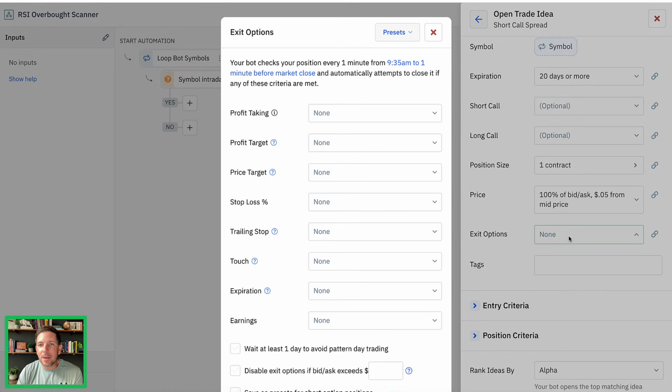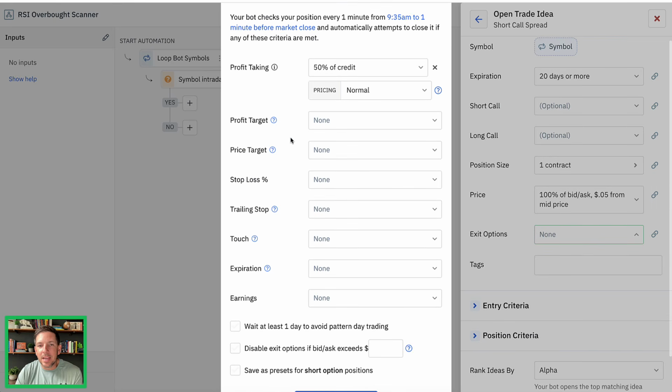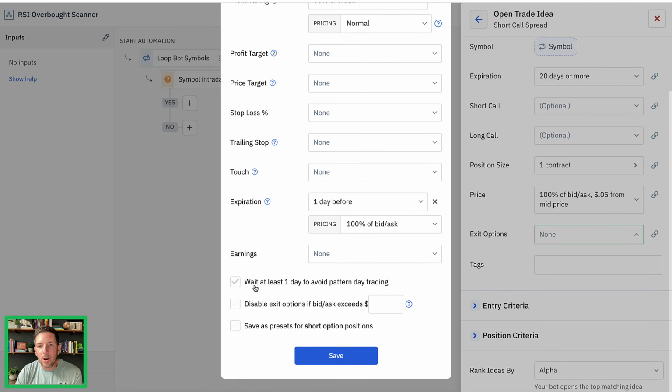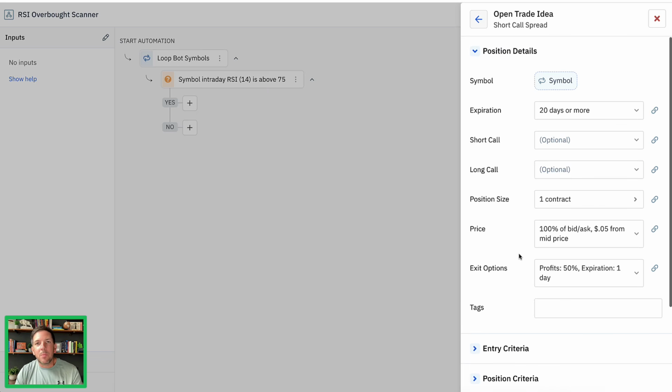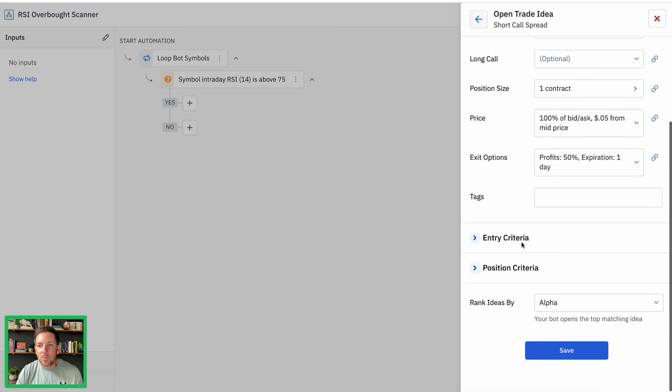Again, I can preset my exit options here so that anytime I get into a short call spread, I know exactly how I'm going to exit that position. So I can set profit taking at 50%. I can set my expiration to 1 day before. I can always avoid pattern day trading. Now, again, no matter how many times my bot gets into a short call spread, it will continuously use these exit options as the way to manage the position moving forward.